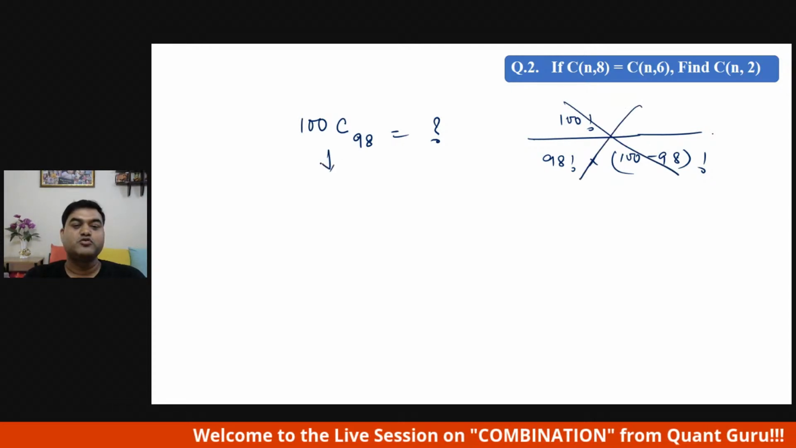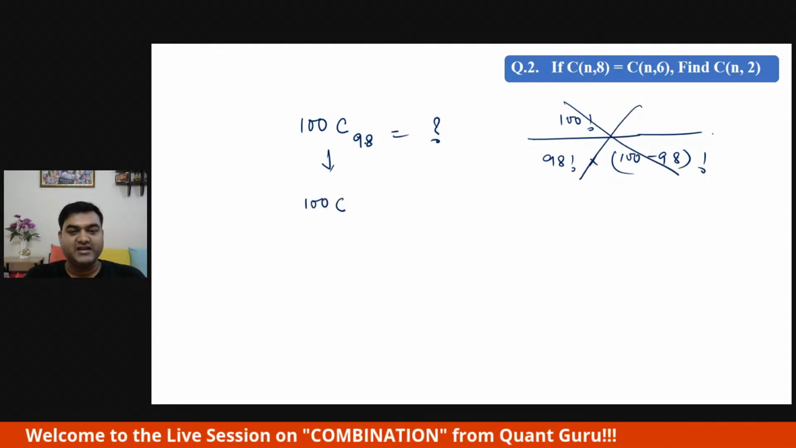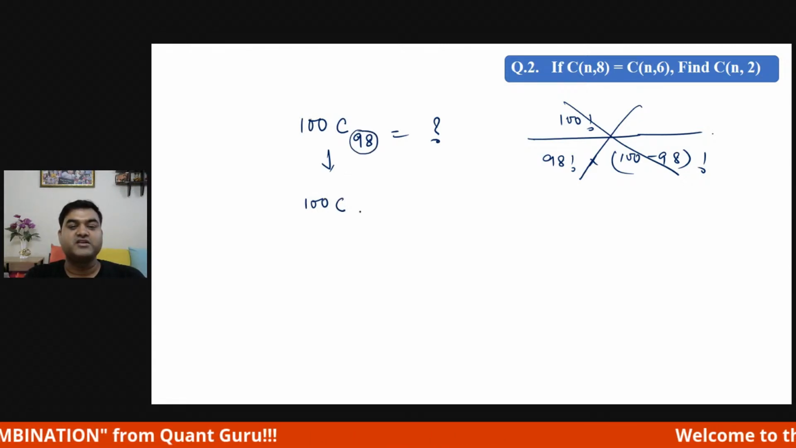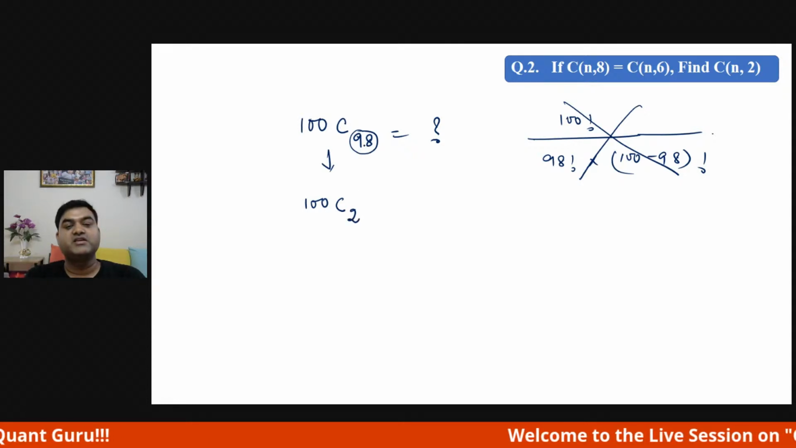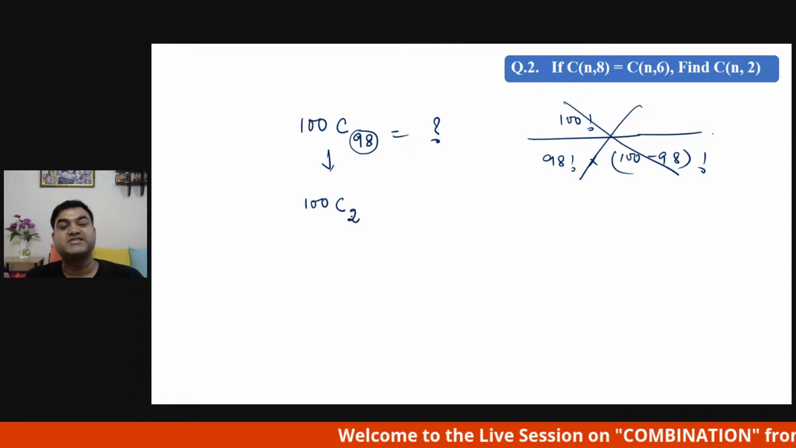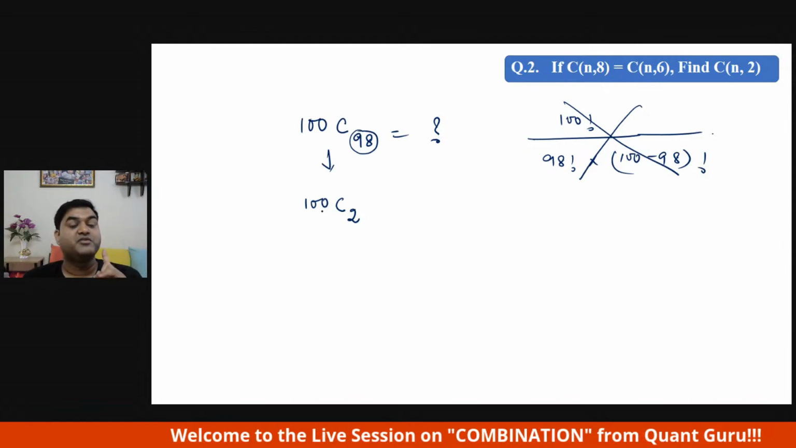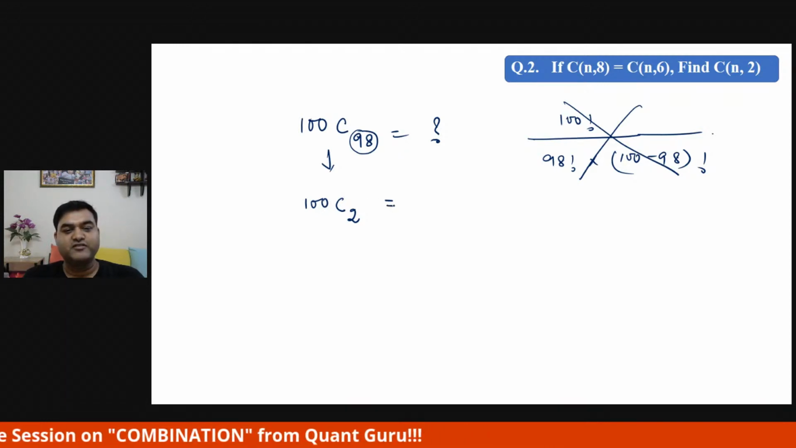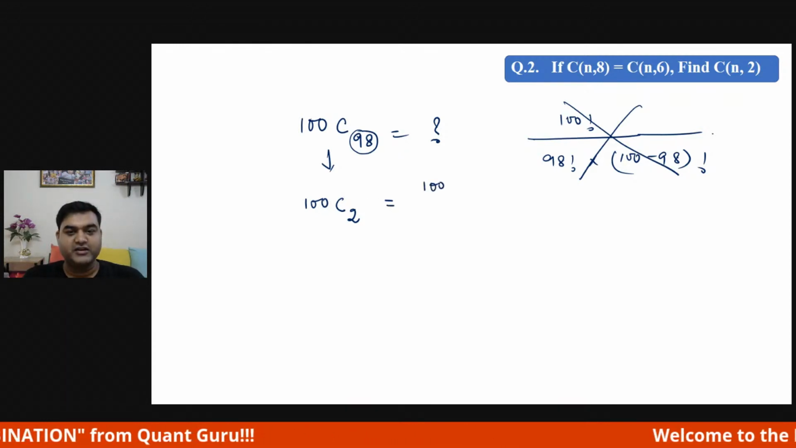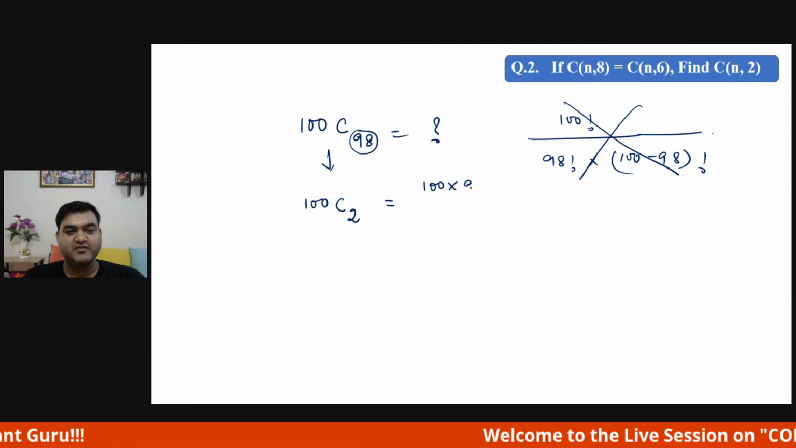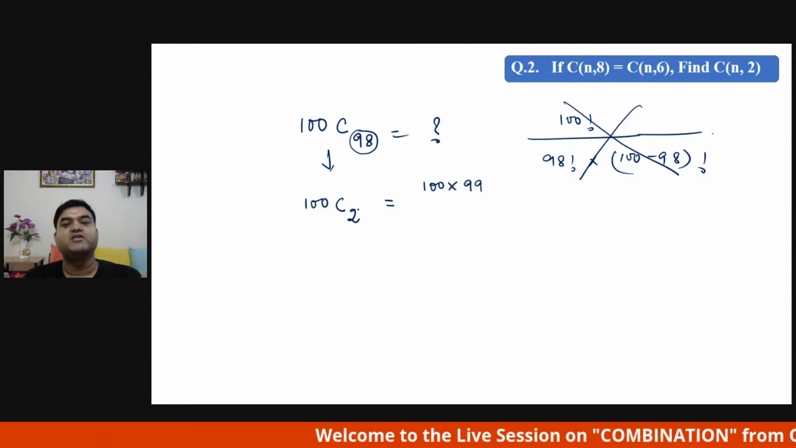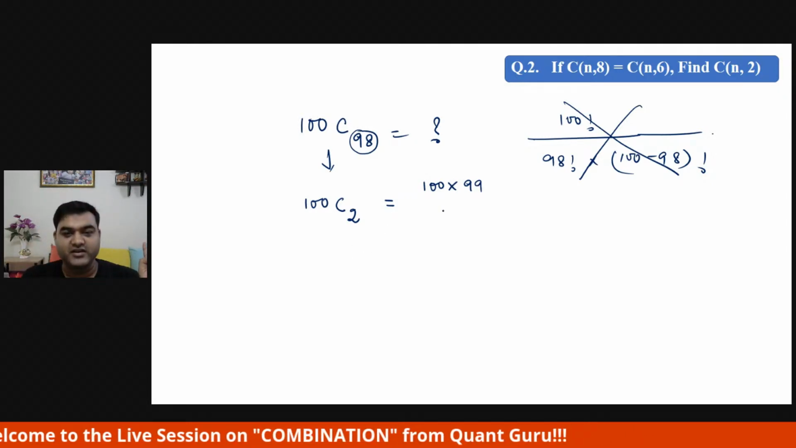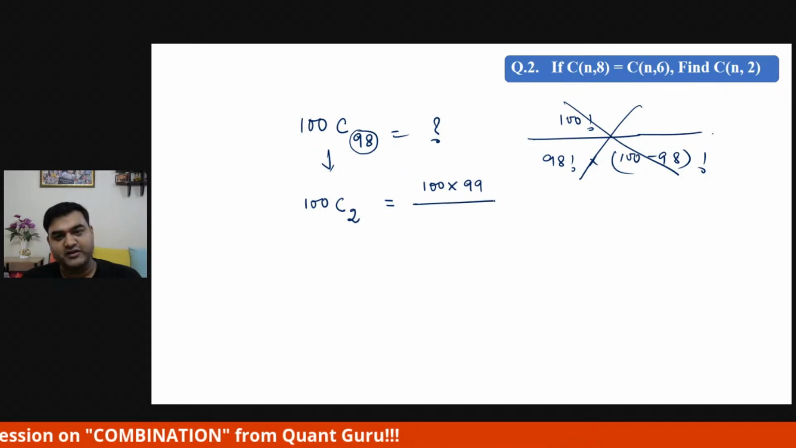What you do, first you reduce 100C98 because it is a bigger number, right? Can we reduce? Yes, 100 minus 98, so 100C98 is nothing but 100C2. This is the same using the property of combination. Now how to find the value of this? This will be 100 into the next number, 99, right? Because if you wanted to write factorial, you would write 100 into 99 into 98 into 97 till 1. That is what factorial is. Hope everybody knows factorial.